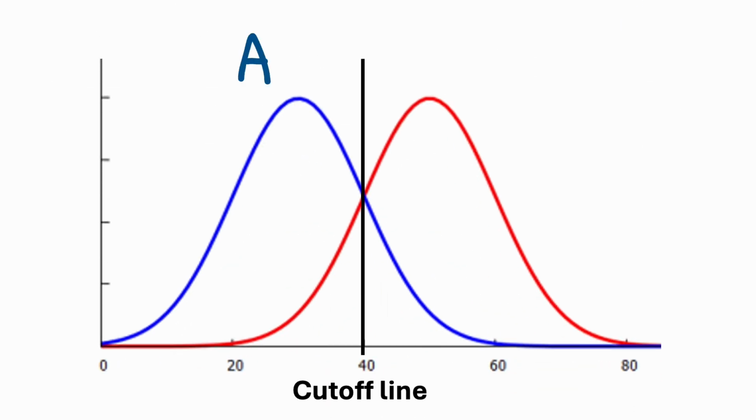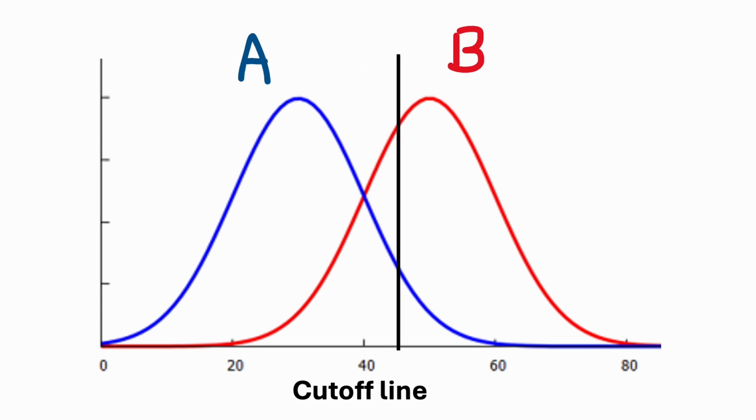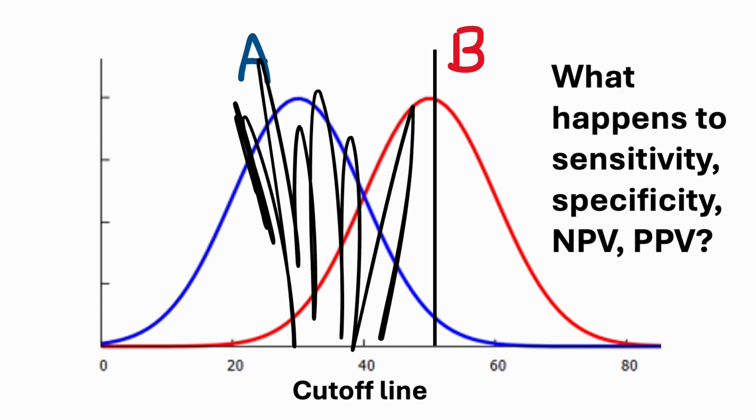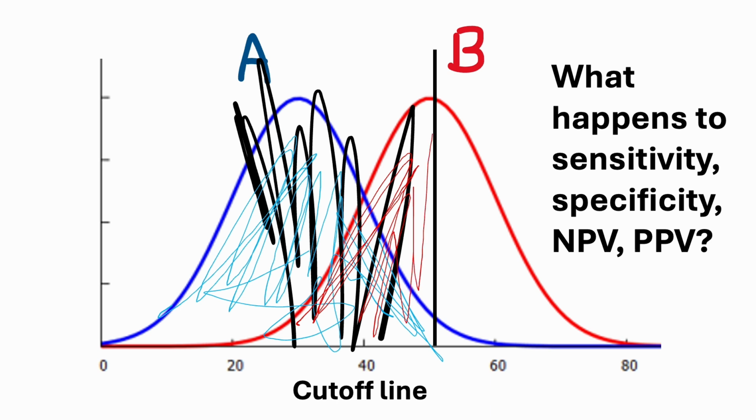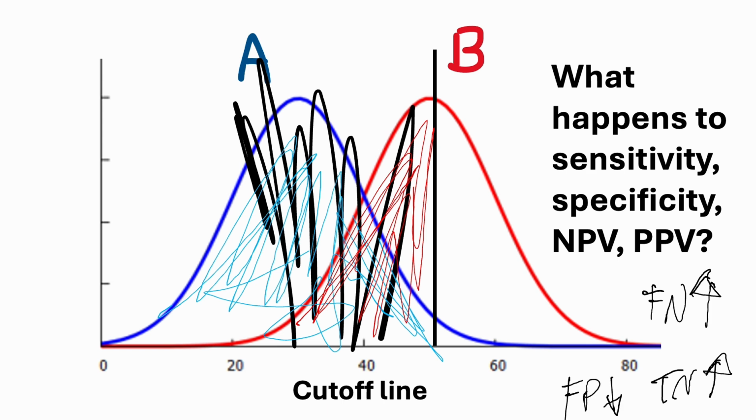All right, now let's see what happens when we move the cutoff line to the right. Now when you move the cutoff line to the right, all of these negatives are correctly being called negative. But now you have all of these in the positive population that are being called negative as well. So your false negatives go up quite a bit, but your true negatives are increasing, and your false positives are also decreasing.